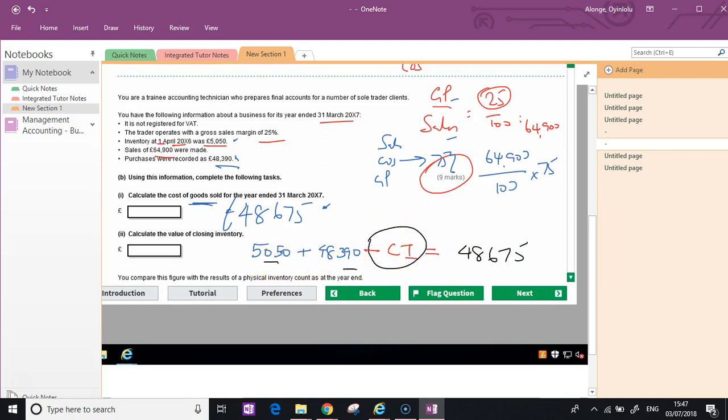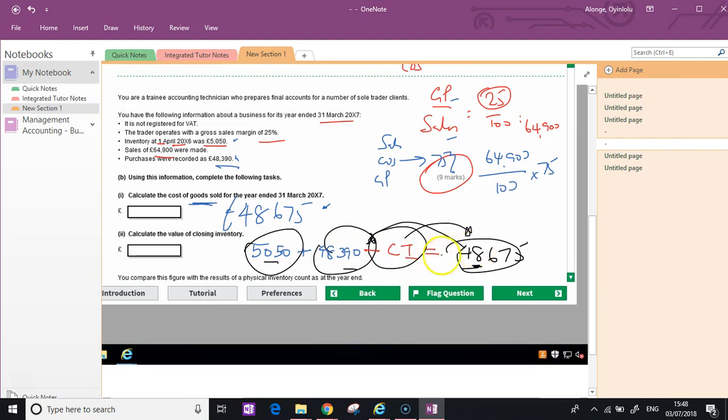So I know this, and this really becomes maths. So the question is, how do we find closing inventory? I really don't mind how you go about doing this. In my mind, because this is negative here, I will take this over here and I'll bring this over here. So in my head, I would do 5050 plus 48,390 minus 48,675, and that will give me my closing inventory. So it's just about how you arrange your equation, really, but this is ultimately what I'm trying to find.